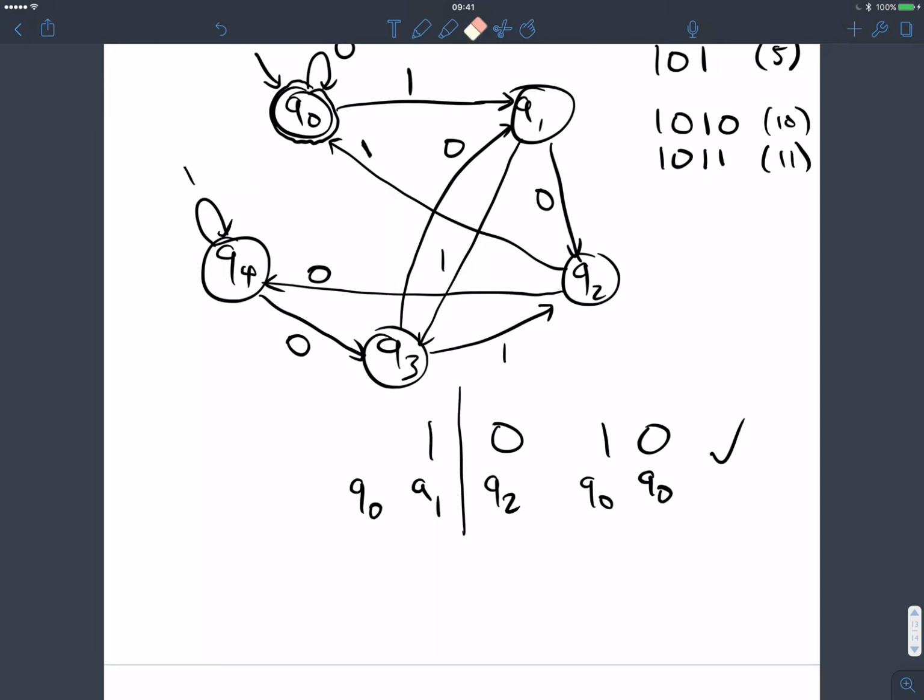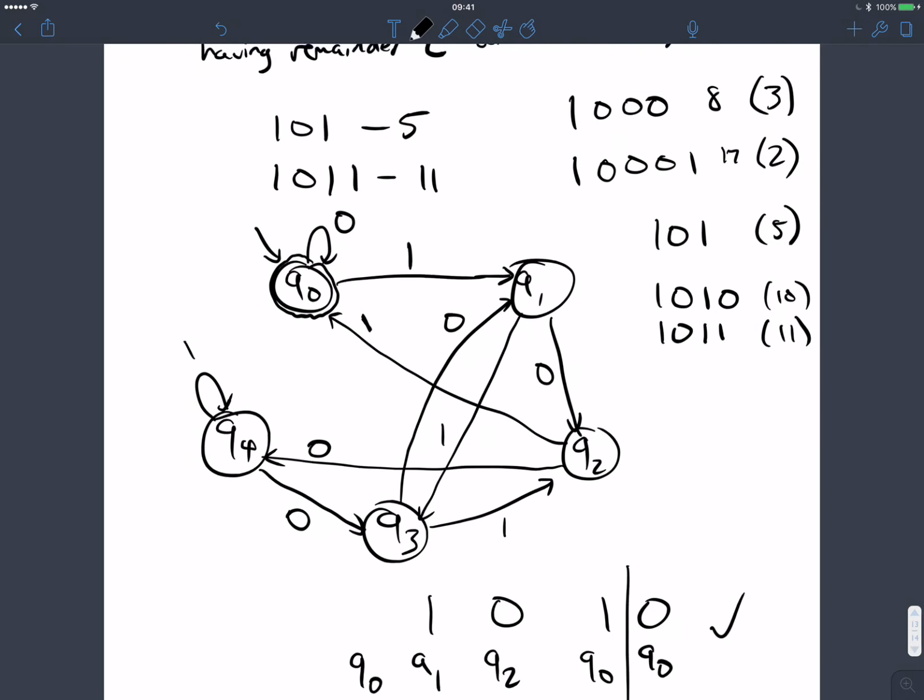Good. Now let's look at the next part. 1, 0. Well, that's the number 2. So where should I be? Q2, which is where we are. Nice. Inch along. 1, 0, 1. That represents the number 5. Good. Is 5 divisible by 5? Yeah, so what state should I be in? Q0, and that's where we are. Cool, and then we check 0 after that.